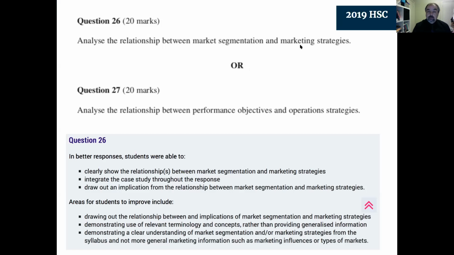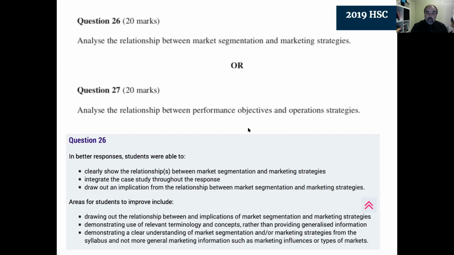Okay, so if you look at an example like McDonald's and its Happy Meal, they're segmenting the market, so they're targeting that younger children audience with the toy and with the actual meal. And then the relationship is that McDonald's can target through its promotion to match up with that target market or that segmented part of the market. Okay. The second question, very similar, except we've got performance objectives and the operation strategies.